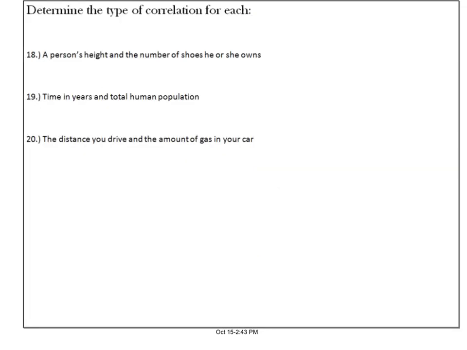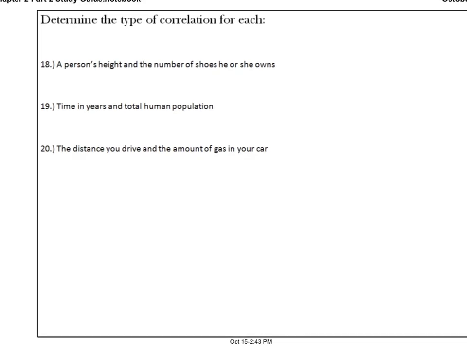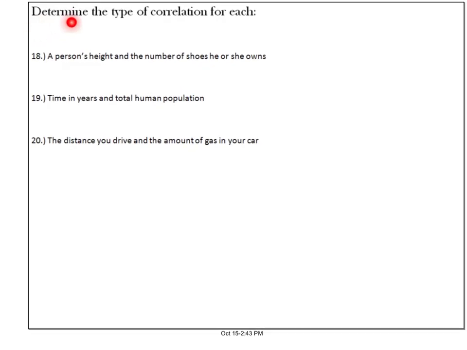So for this slide, it's asking us similar questions. It's asking us to determine the type of correlation for each. So if I think about number 18, it says a person's height and the number of shoes he or she owns. Does a person's height have anything to do with the number of shoes he or she owns? I don't think it has anything to do with it whatsoever. So I would say no correlation.